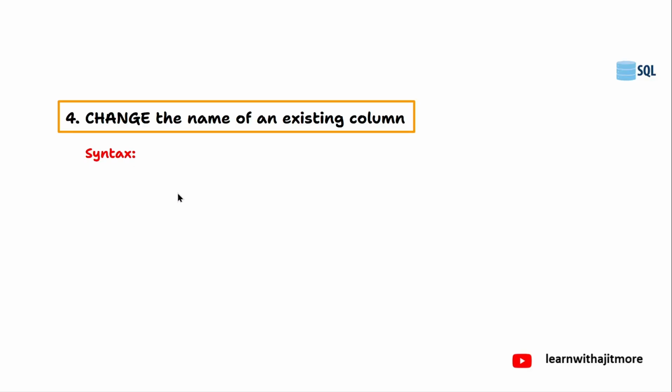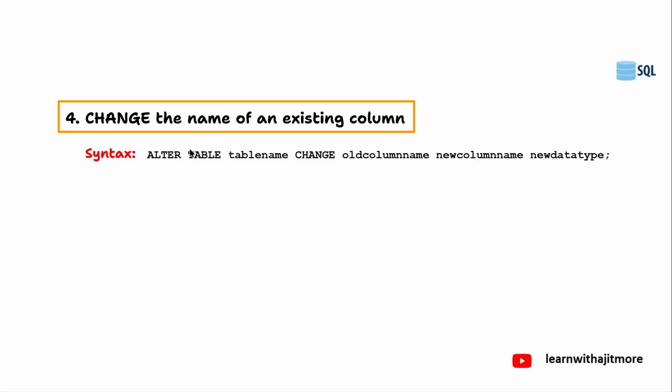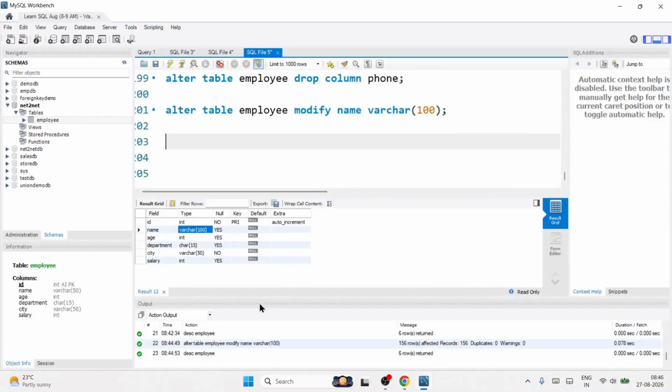Alter table name, change, and then you have to give the old column, new column, and the data type also. See, so alter table name. These first three things are same. Then the change keyword, then which column you want to rename. The old column, the new column name, and along with that, you can give the new data type as well. It is possible. For example, in this table, I'm having a name column, guys.